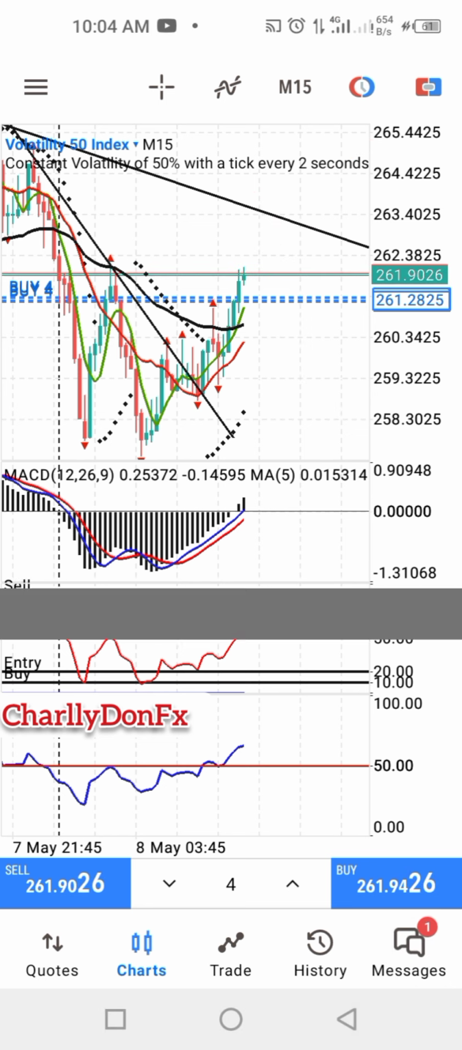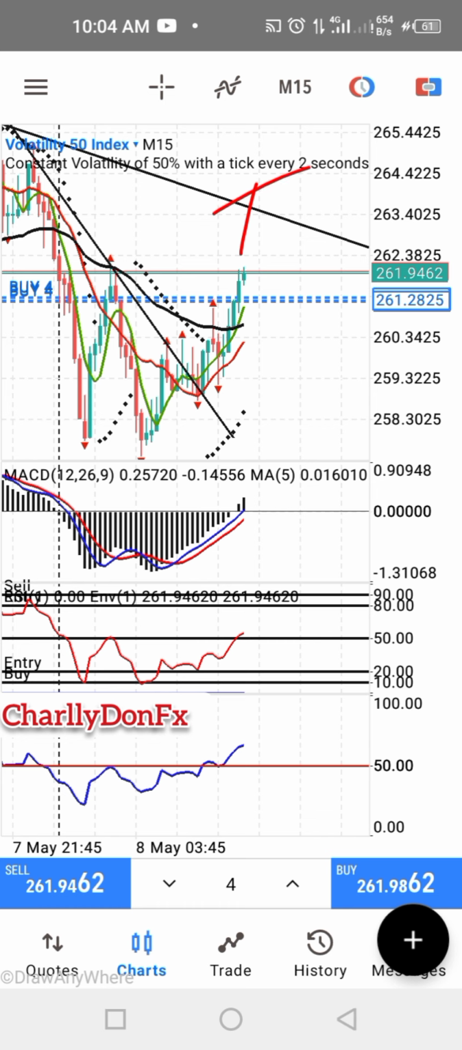So this is how I determine my TP. Can you see that, guys? That's how I determine my TP. It's simple as that, guys.